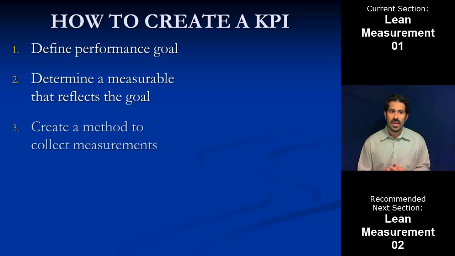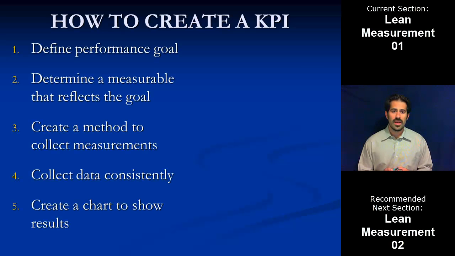So real quick, we'll run through the steps, at a high level, of how to go about creating a generic KPI. There's really 5 steps. The first one is to define the performance goal. What are we trying to do? Then we want to look at a measurable. Okay, how are we going to understand? What are we going to measure to let us know if we're getting better or getting worse?